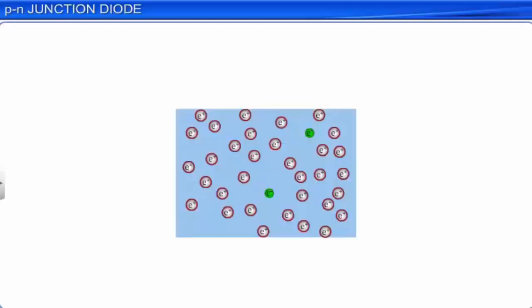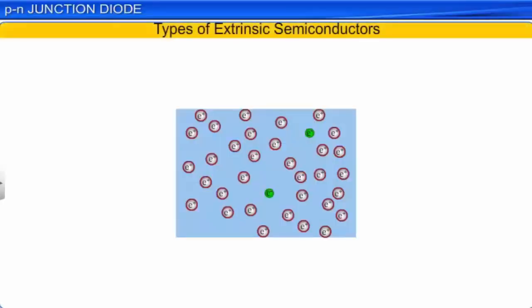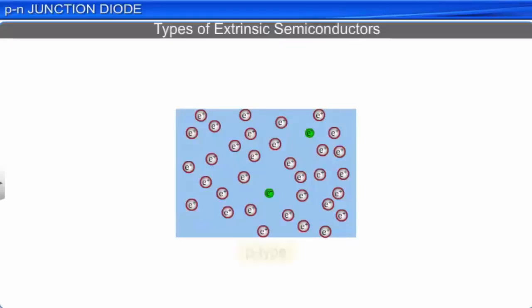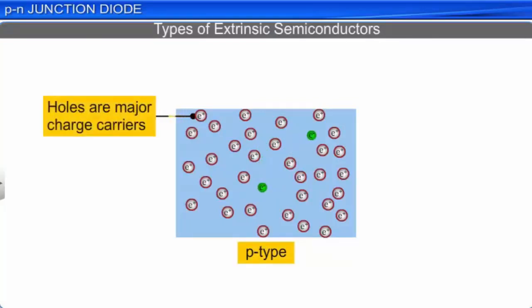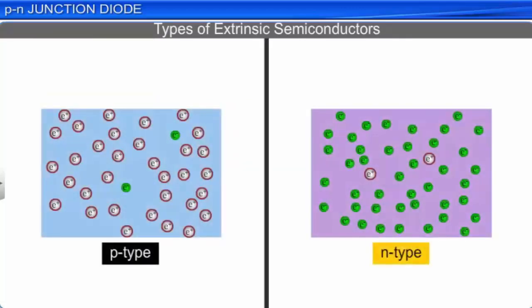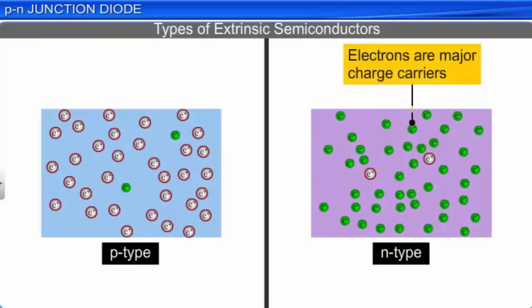Let us recollect that extrinsic semiconductors are of two types: p-type semiconductors, in which the doping agents are the trivalent impurities, and in which the majority charge carriers are holes; and n-type semiconductors, in which the doping agents are the pentavalent impurities, and in which the majority charge carriers are electrons.